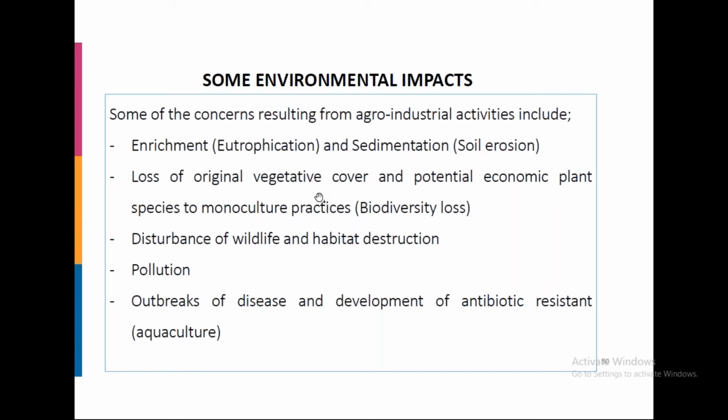Then we have sedimentation, which is mostly as a result of soil erosion, where the soil is being washed out to the ocean. Then we have loss of original vegetative cover and potential economic plants, which is due to the practice of agro-industrial plantations, because it's mostly monoculture. Then there's a disturbance of wildlife, which is as a result of habitat destruction. Then we have pollution from pesticides, like the other panelists have explained. Then we have outbreaks of disease and development of resistance, which is mostly as a result of pesticides or the other chemicals that are used.